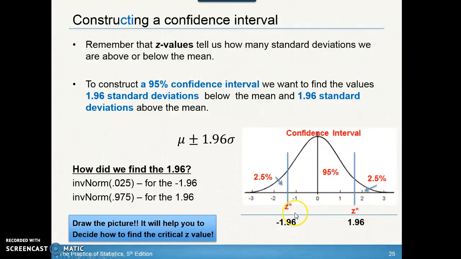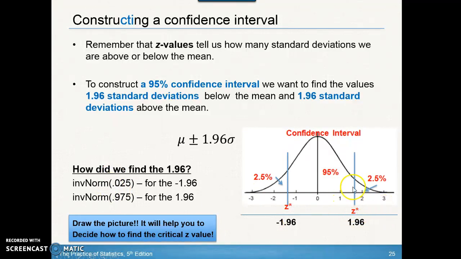I can find these critical z-scores just by what we did in Unit 2. So think about this. Here's your critical z below here. If you do inverse norm of 0.025, remember your calculator always does the area to the left. Inverse norm is the opposite of finding the area under the curve. It's giving the z-value for the area under the curve to the left. So the area under the curve to the left is 0.025, and that gives us negative 1.96.